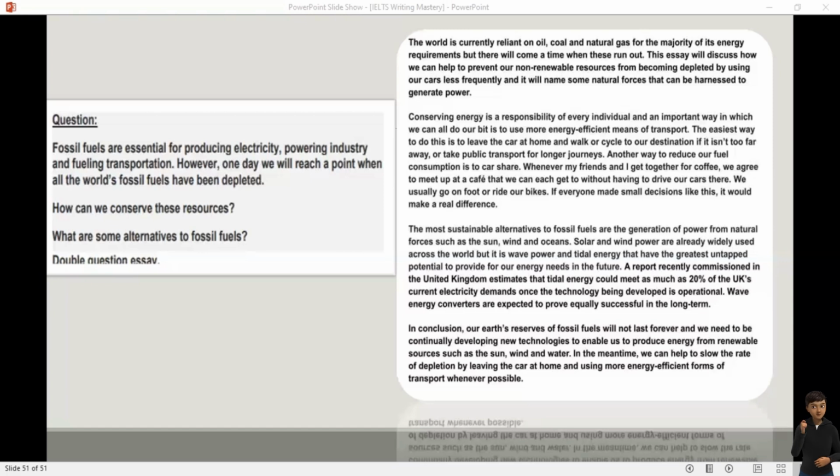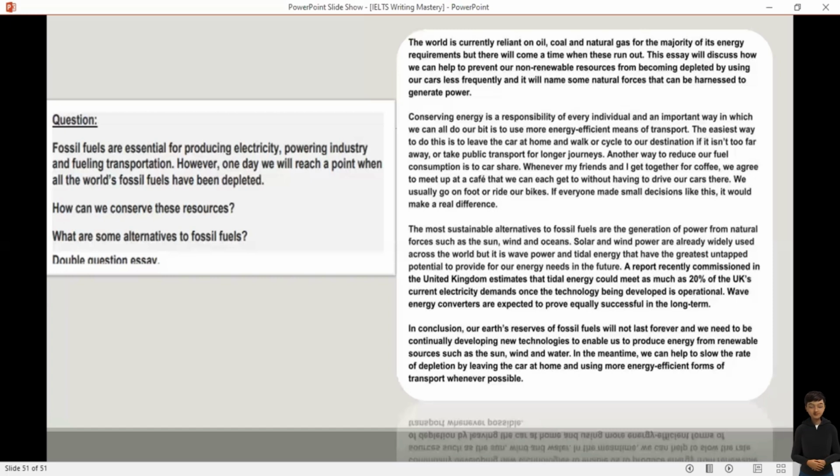Now we have the body 1. Body 1, here we will talk about the first question, how can we conserve, and in body 2 we will talk about alternatives. So, body 1: conserving energy is a responsibility of every individual, and an important way in which we can all do our bit is to use more energy efficient means of transport. The easiest way to do this is to leave the car at home and walk or cycle to our destination if it isn't too far away, or take public transport for local journeys.